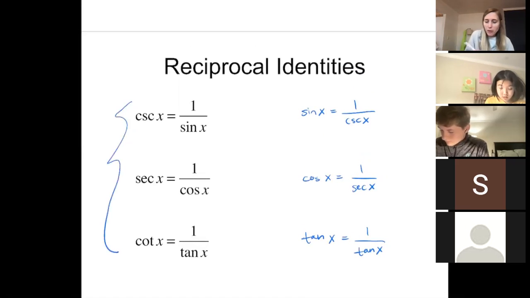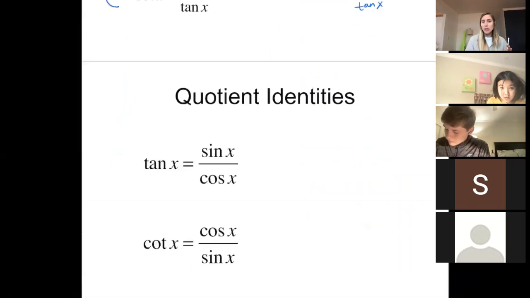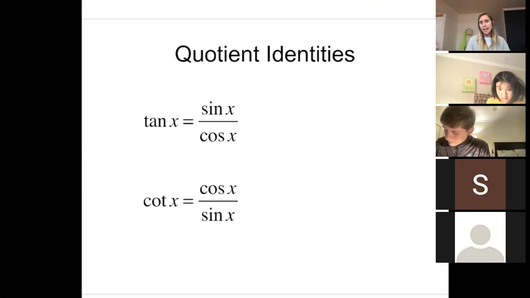These are the three reciprocal identities, though, that like if I were to ask you what the reciprocal identities are, these are the ones that I'm looking for. You are also already familiar with the quotient identities. So the fact that tangent is equal to sine over cosine and cotangent is equal to cosine over sine. So you can rewrite, like if you wanted to graph tangent on your calculator, you could type in tangent, but you could also type in sine over cosine and it would graph the same function.